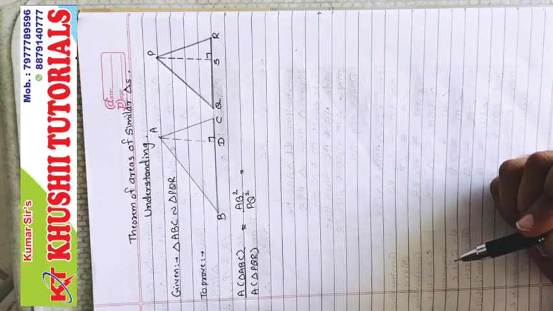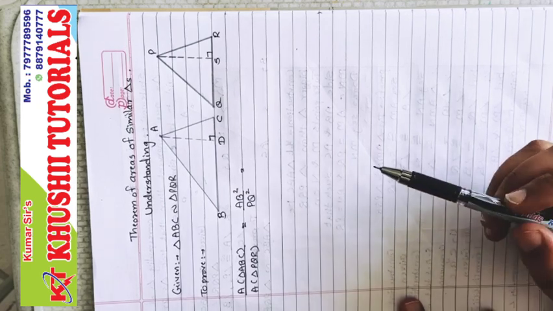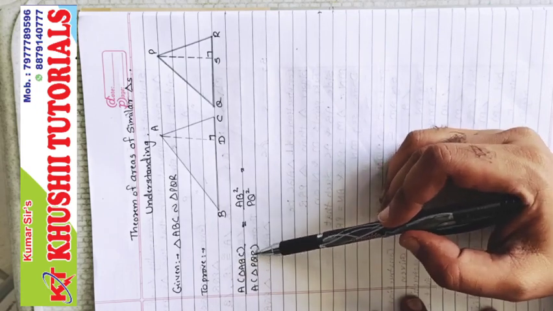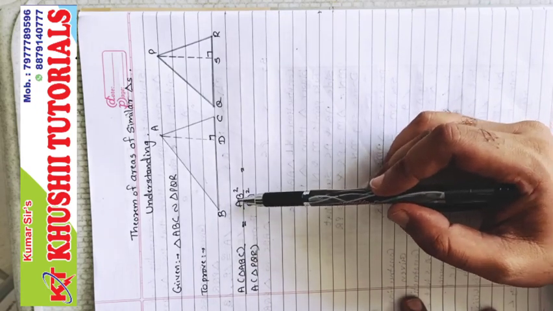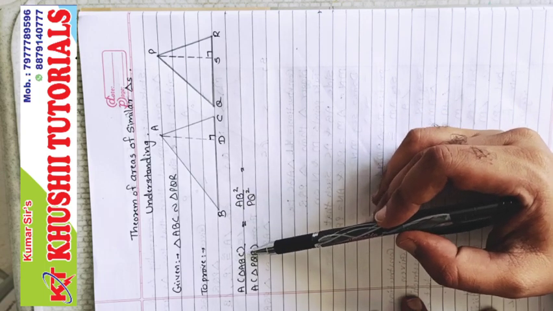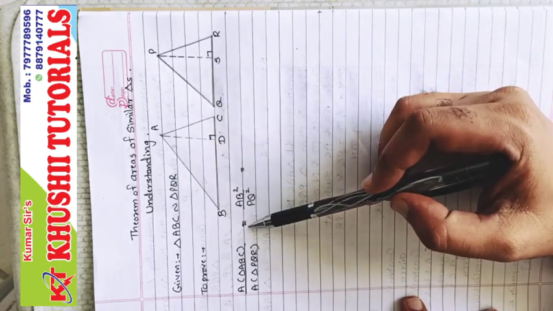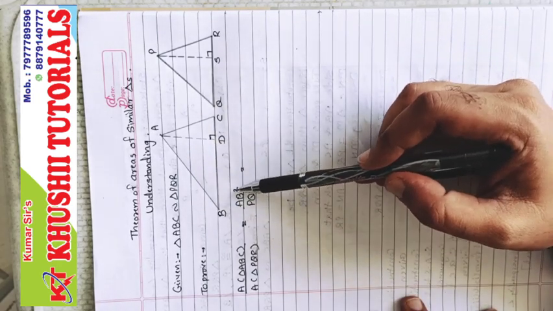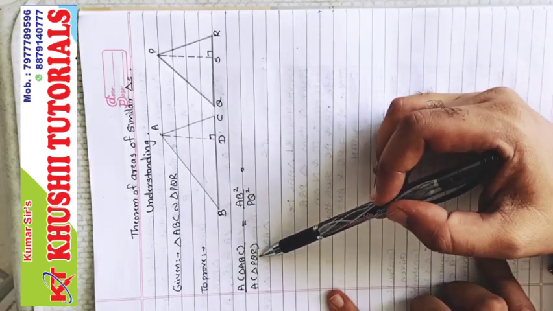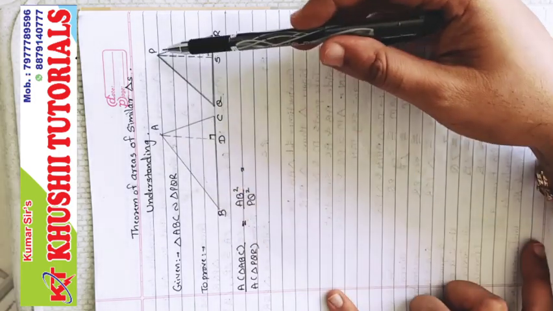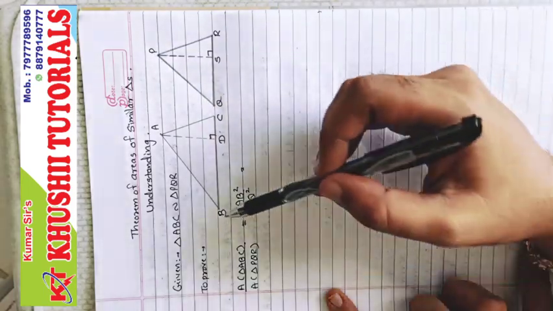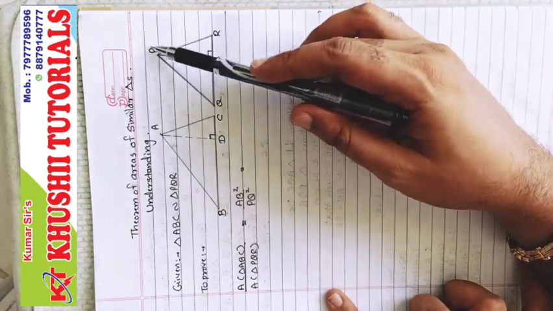Now, theorem of areas of similar triangles. Understanding: when triangles are similar, the ratio of areas of similar triangles is equal to the square of their corresponding sides ratio. That means the ratio of areas of two similar triangles equals the ratio of the squares of their corresponding sides. Right now we are proving area of triangle ABC upon area of triangle PQR equals AB square upon PQ square. It is also BC square upon QR square and AC square upon PR square.